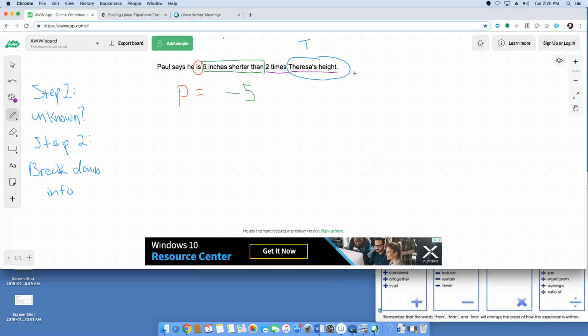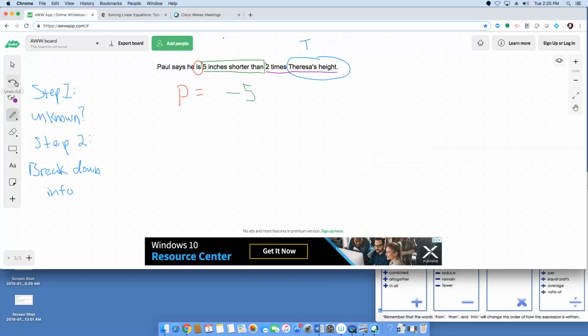2 times Teresa's height means 2 times Teresa's height. And when we write it like this, we want to write our number and our variable close together. Okay, we want to smush them together. Whenever a number and a letter are smushed together really close, the operation is multiplication. Multiplication, multiplication. So that's how we're going to start writing it. We're coming to an algebra class, so we're going to start writing our variables and numbers smushed together to represent multiplication.